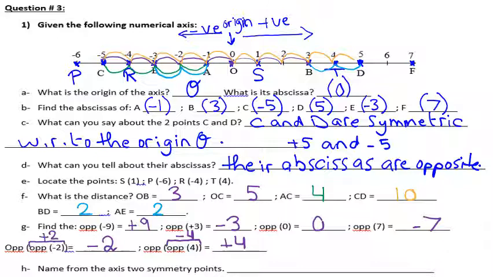Now, from the numerical axis, we should name two symmetric points. Other than C and D, we have E and B, which are symmetric. We can also say that A and S are symmetric. These are symmetric points on the numerical axis.